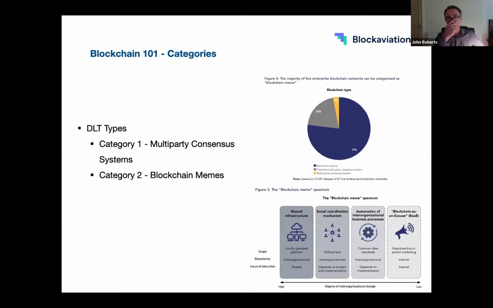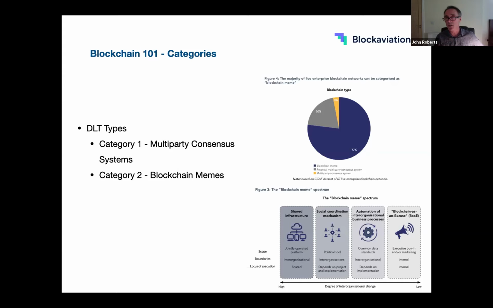So I've used a document from Cambridge University, which I'll share with Alan afterwards, and you can have a read of that to try and categorize this. So in terms of categories, you've got two types of DLT types. You've got true multi-party consensus systems, and you can see here from the graphic, this is about 3% of the live enterprise blockchain networks that are operational at the moment.